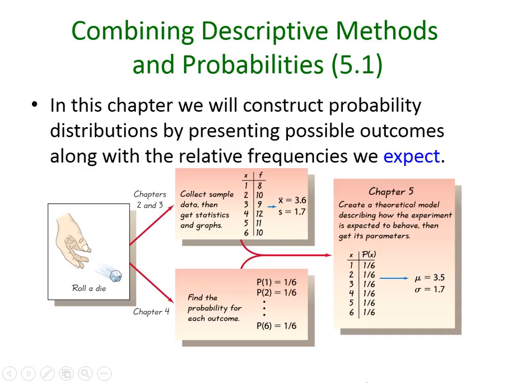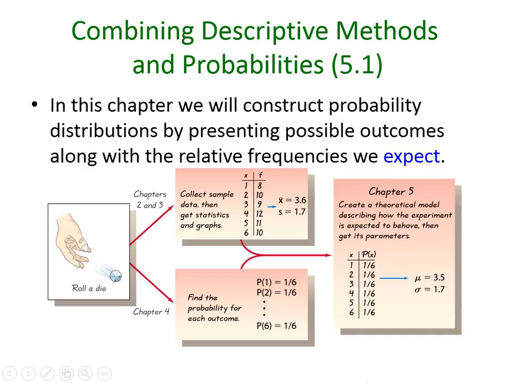I'm jumping ahead. We're going to take the 1 times the 1/6 plus the 2 times the 1/6 and so on. Actually, we won't have to divide because this is a probability already. And that'll tell me what I have as my expected values. And so we can calculate our mean and our standard deviation from what we expect to happen.